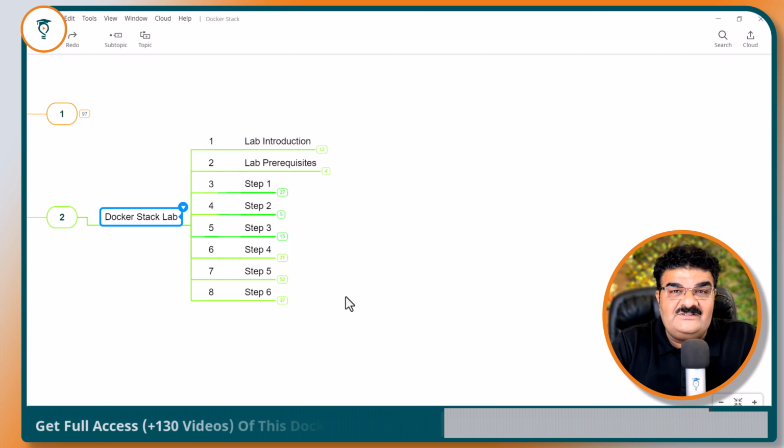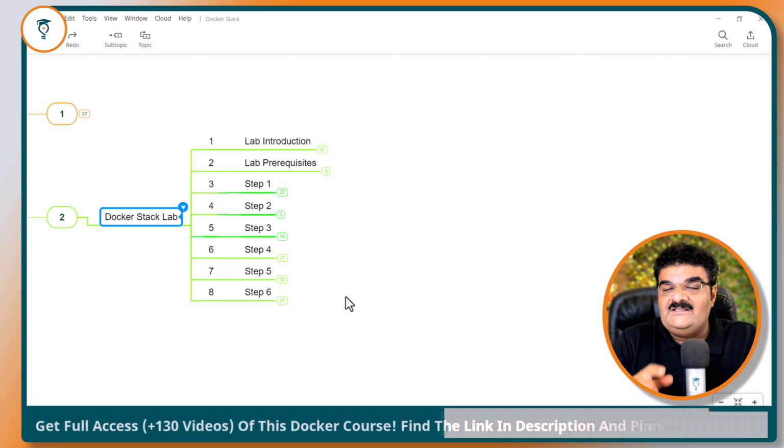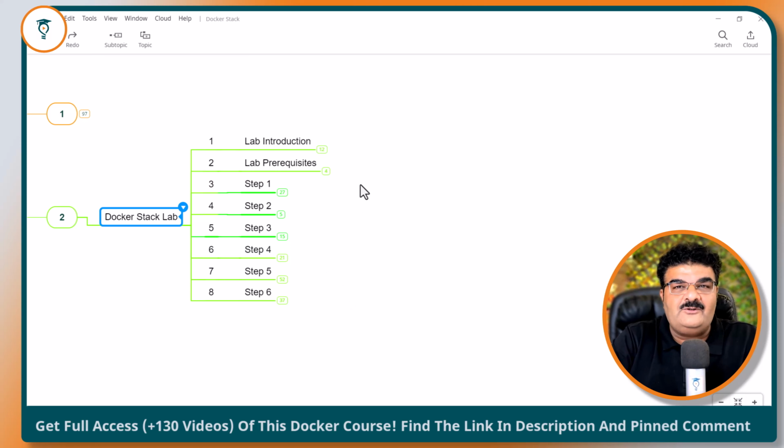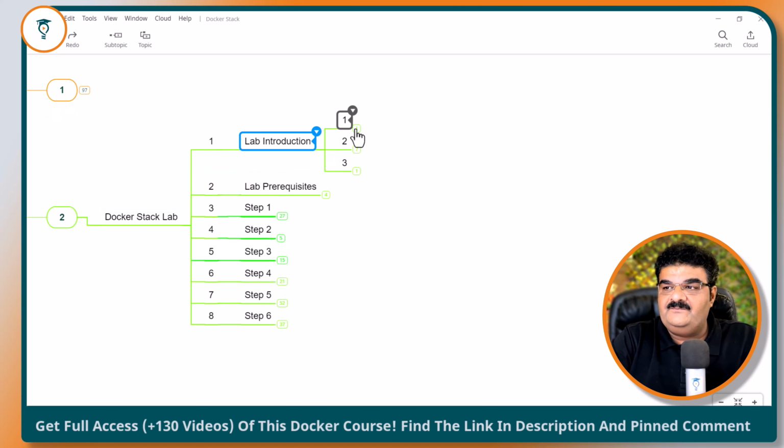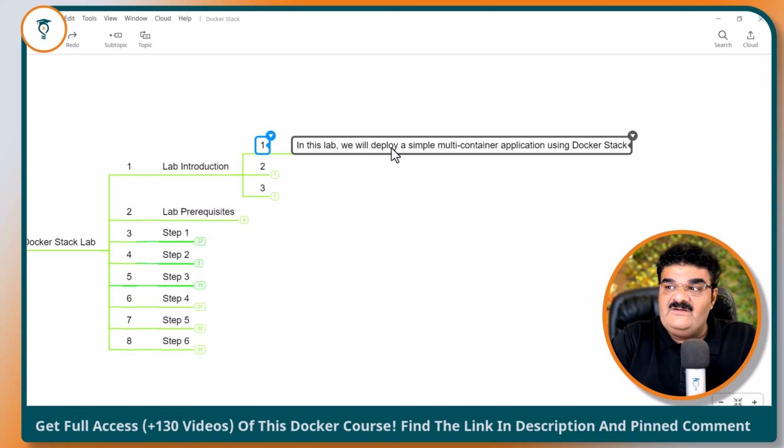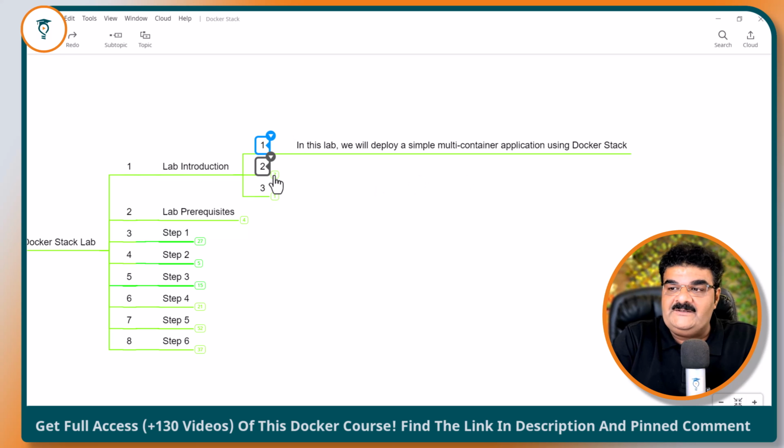Here we have these 8 points that we need to follow. First of all, I am going to start with the lab introduction. In this lab, we will deploy a simple multi-container application using Docker stack. It is the same lab that we used during the Docker Compose practical, but here, instead of creating a single container inside one Docker host, we are going to create replicas. We are creating services in the Swarm environment.